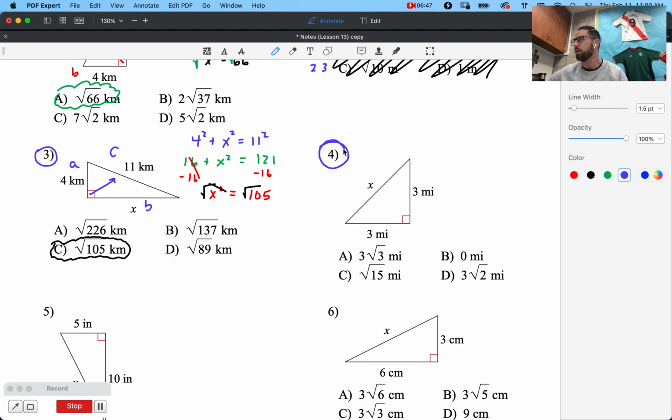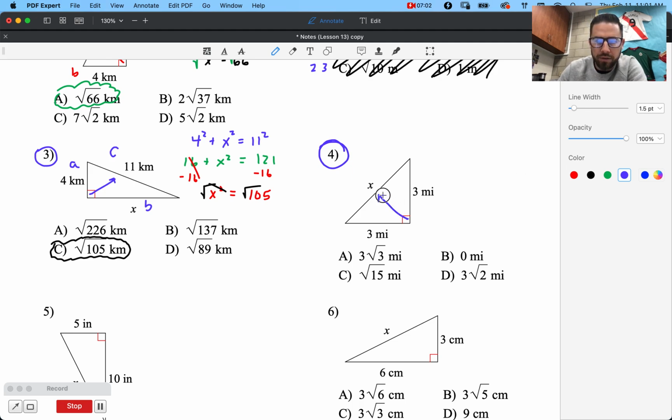Okay, so that's your homework. I think you kids can do that. Now I'm going to preview lesson 14 real quick, just for the heck of it. Something totally different.